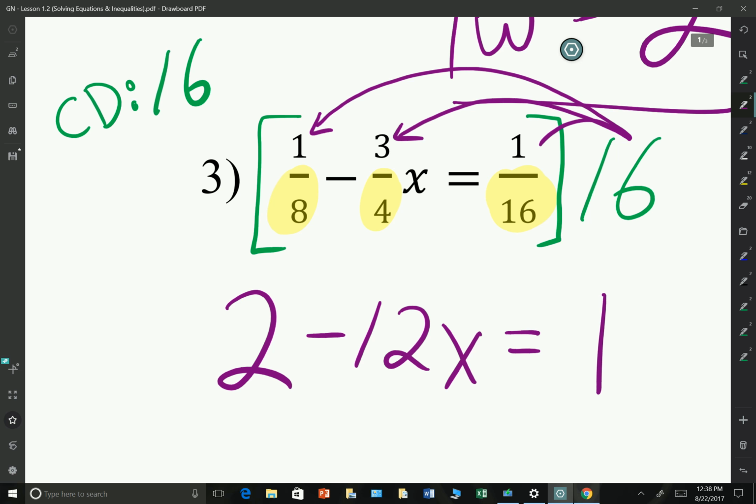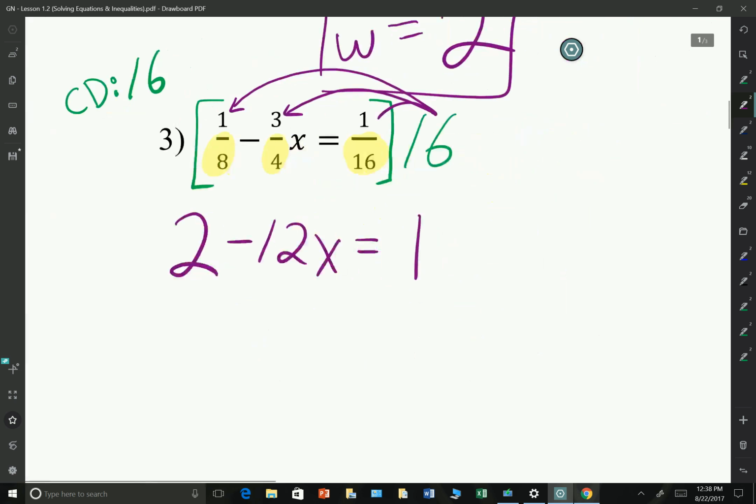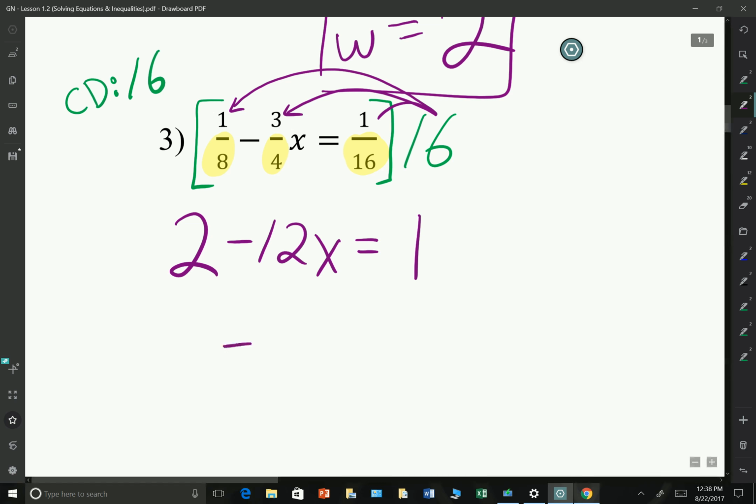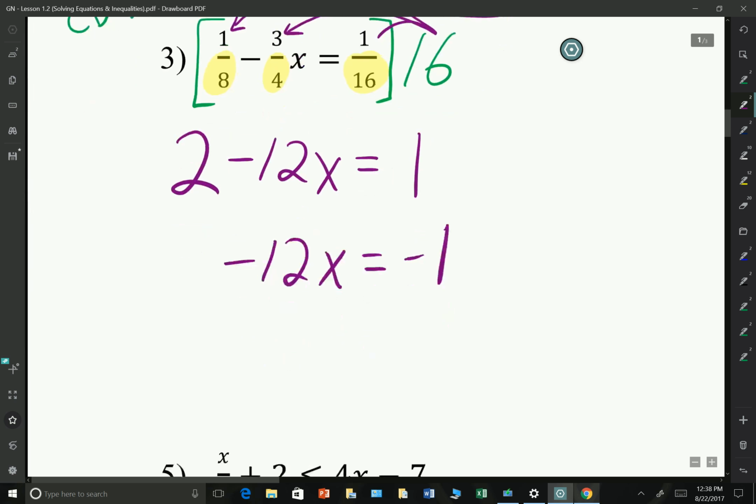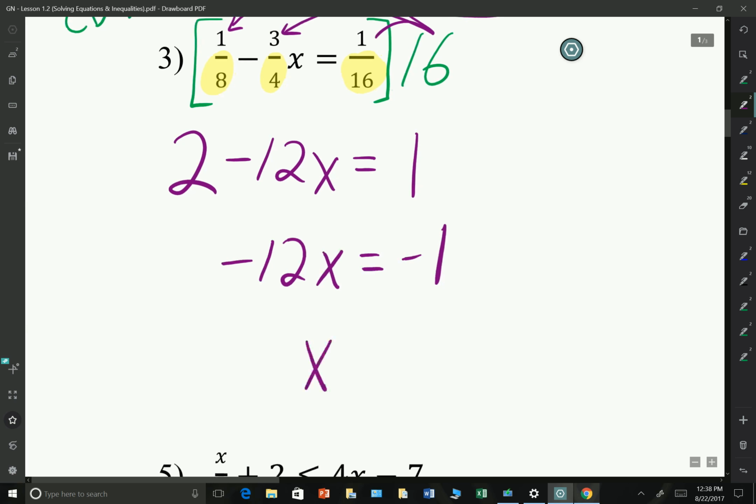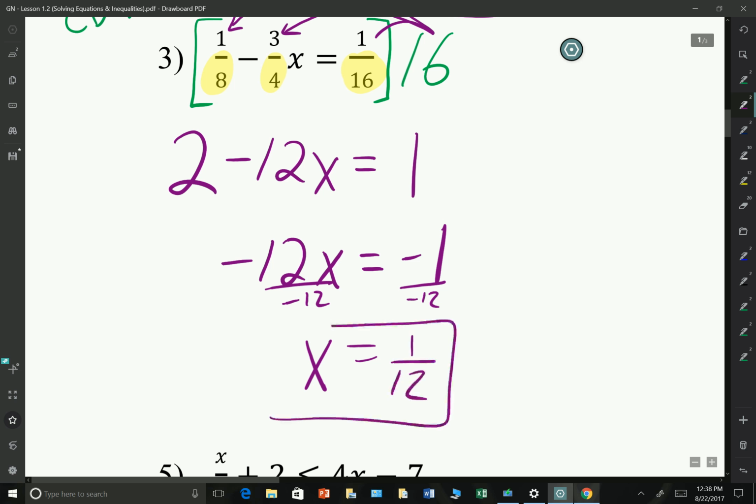Do you know how to solve this problem? How? Subtract 2. Subtract the 2. Negative 12x equals negative 1. And then what? And when you divide by a negative 12, remember a negative divided by a negative is a positive. So x equals 1/12.